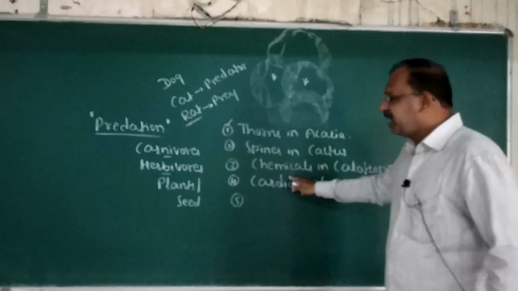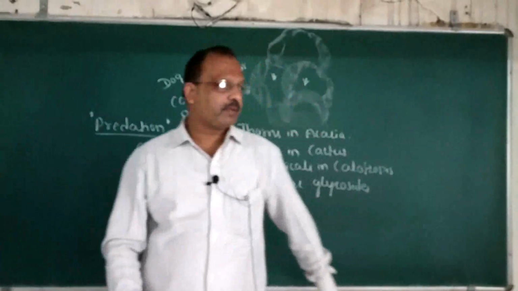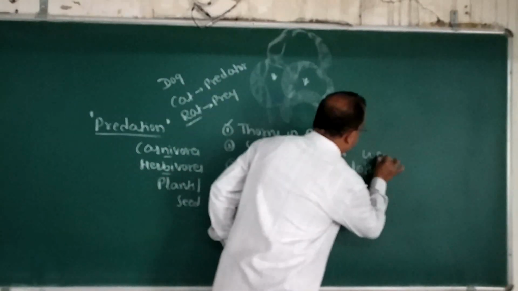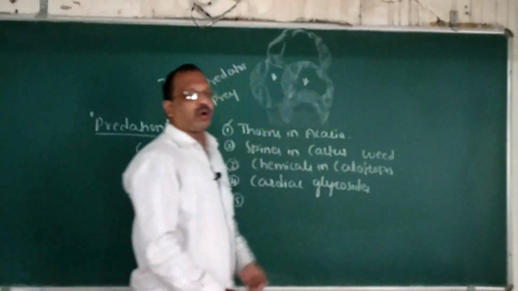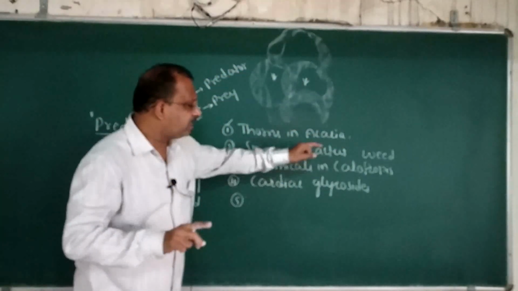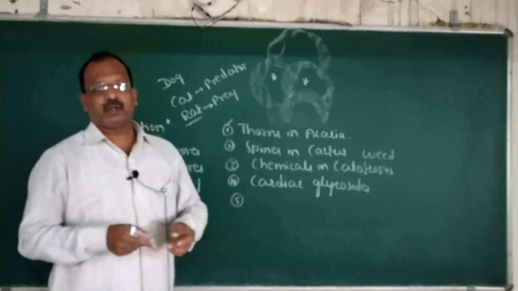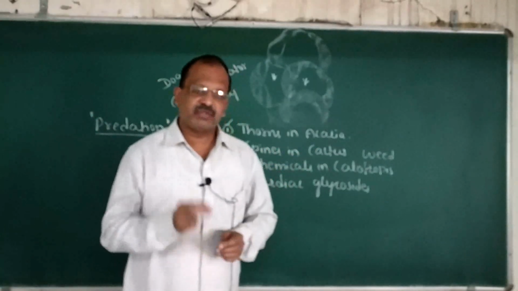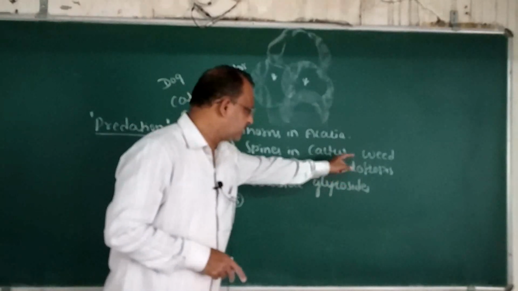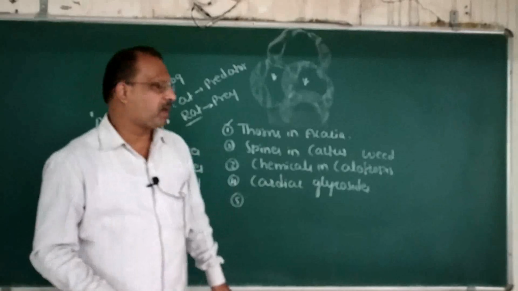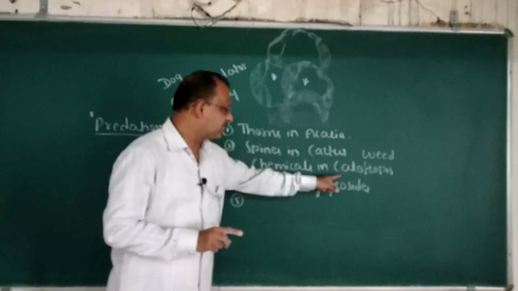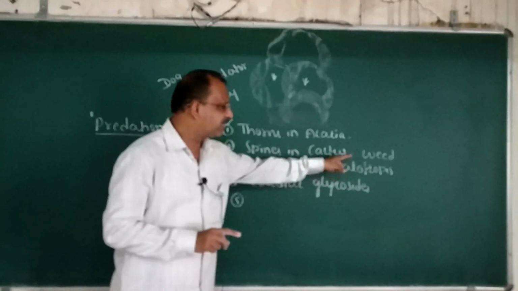Poisonous chemicals in Calotropis. I hope that you have seen Calotropis. It is a weed. Weed is nothing but unwanted plants. It is an important plant which is worshipped even by Hindus. Actually, it is a weed, but no doubt it is having some medicinal properties. So, poisonous chemicals in Calotropis.